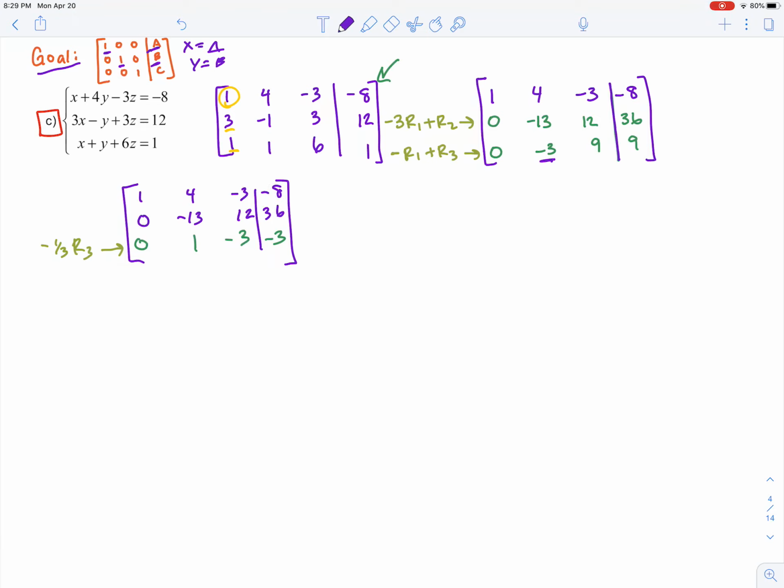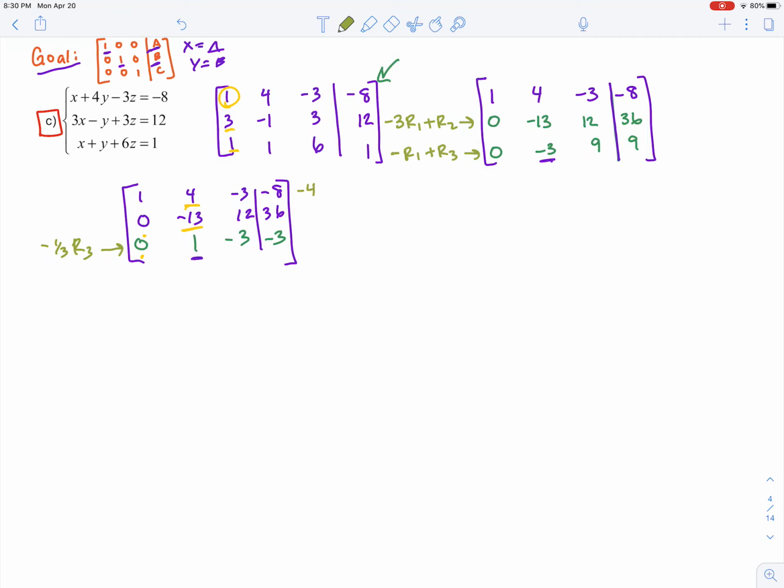So this gives me another 1 to work with. This one right here, I'm going to use to take out the 4 and the -13. This will give me some more zeros in that second column, so that'll be great. Because I have zeros over here, it won't mess up anything that I've already done. So let's write out what we're going to do.